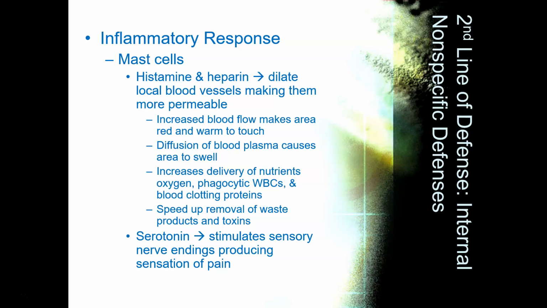We're also doing all of this really as a way to increase the delivery of nutrients, oxygen, phagocytotic white blood cells, blood clotting proteins, all of this stuff, trying to get the situation, the damage, under control. Serotonin is also something that these mast cells produce, and it can also stimulate your neural endings, specifically your pain receptors, and that's where you get the sensation of pain.